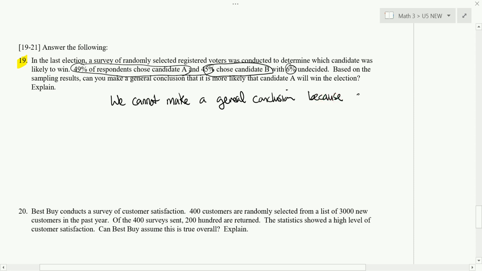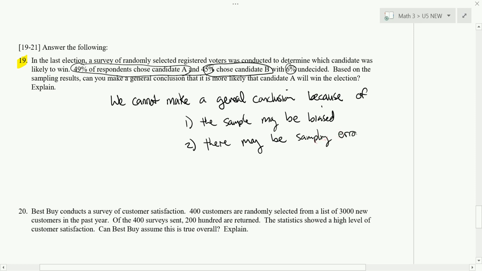because of, I'd say, three things. One, the sample may be biased. Two, there may be sampling error. And we may have a small sample size that we took this from, or maybe we don't know the sample size. And third, we are not sure how the undecided group will vote.